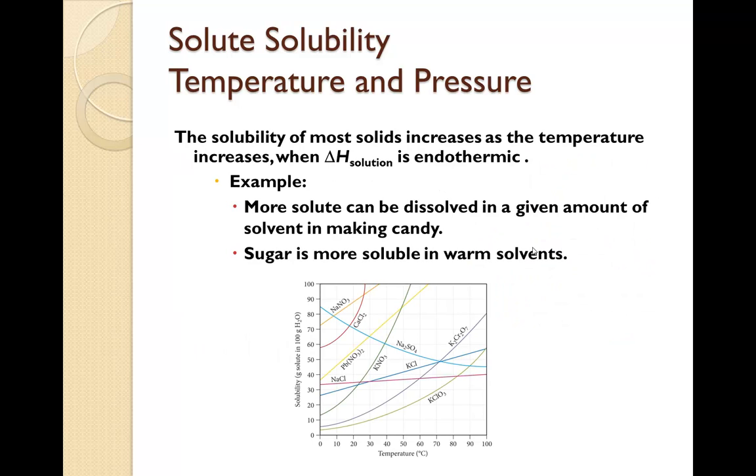The solubility of most solids increases as the temperature increases when delta H of the solution, the enthalpy of the solution, is endothermic. For example, more solute can be dissolved in a given amount of solvent in making candy. So sugar is more soluble in warm solvents.